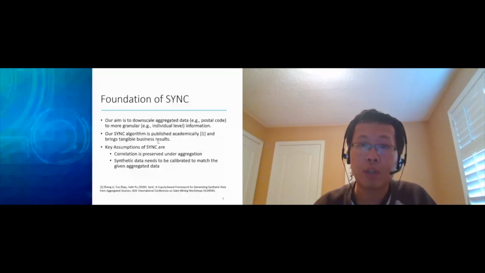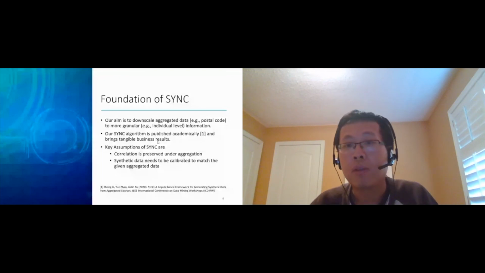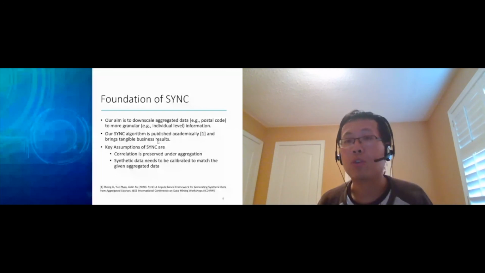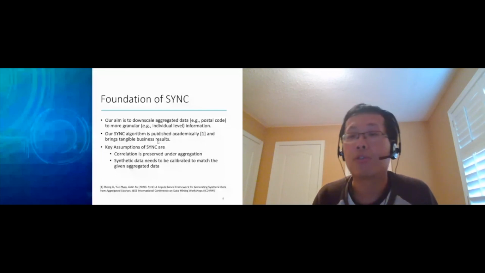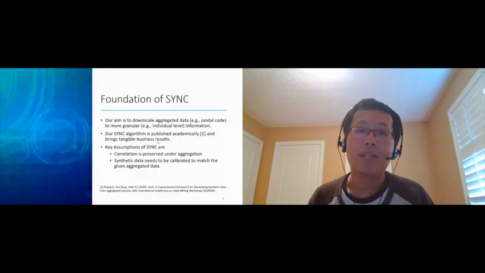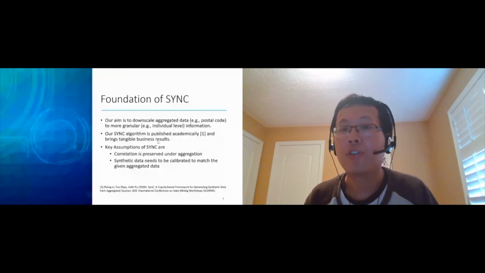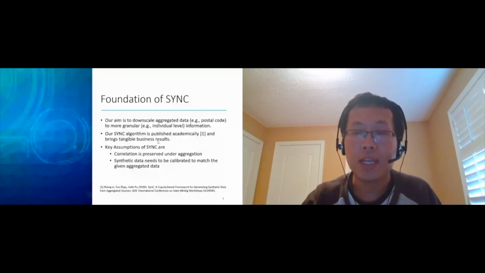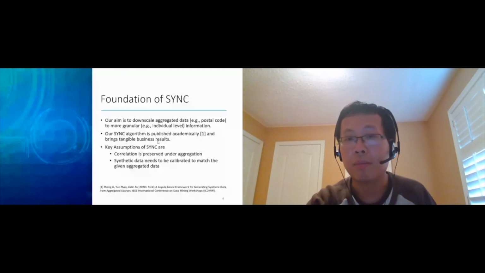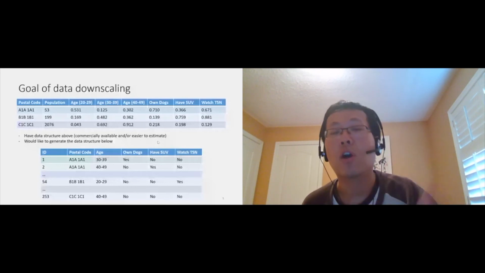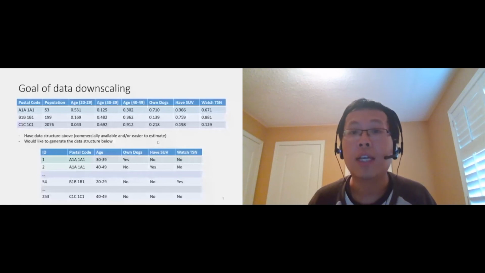In this framework, the key assumptions we're making are: one, correlation is preserved under aggregation, meaning that we assume that if variables correlate at a postal code level, then they also correlate at an individual level. The second assumption is that individual level synthetic data needs to be calibrated to match the given aggregated data. And what that means, going back to the slide, is that if you take the lower data frame and aggregate it up by postal code, then you would get the top data frame. So in other words, our data is consistent at the postal code level with the original data source.